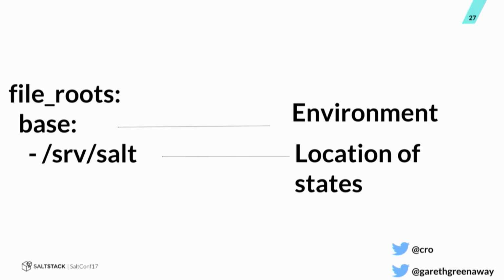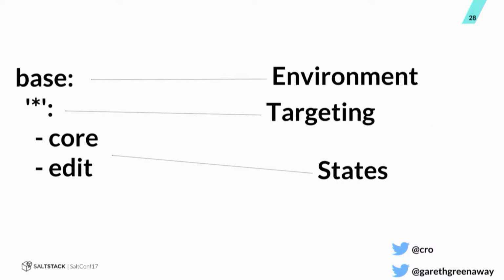So here's a typical definition of what file roots look like. In most people's case, if you haven't configured file roots, this is what it will look like. There's your base environment, and there's your location of the default states, /srv/salt. Here's an example of a top file using the default. In this case, it's base. There's our targeting, in this case, just everything. And there's a list of some states that we're calling. In this case, one called core, one called edit.